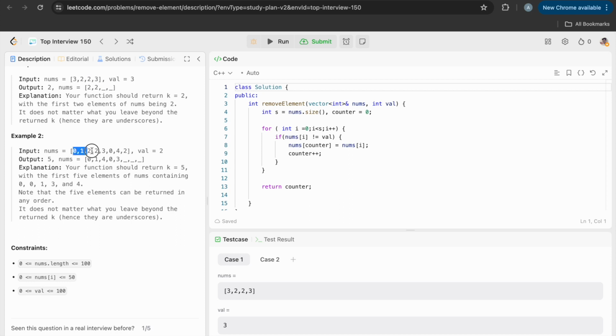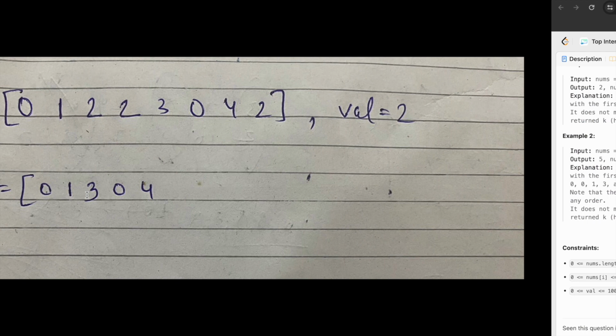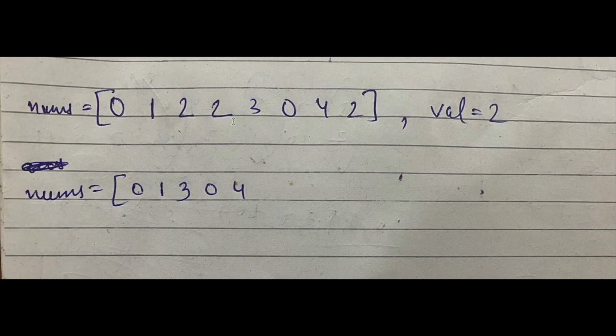Similarly, if we look at the second example, here the value is given as 2, and we have to return 0 1 3 0 4. So 0 1 4 0 3, the order doesn't matter. So these 5 elements are written, and then we have to return 5, and we have to do this in place. So yeah, this is the question. I hope you have understood the question. Let's go to the explanation, how we'll code up our solution.